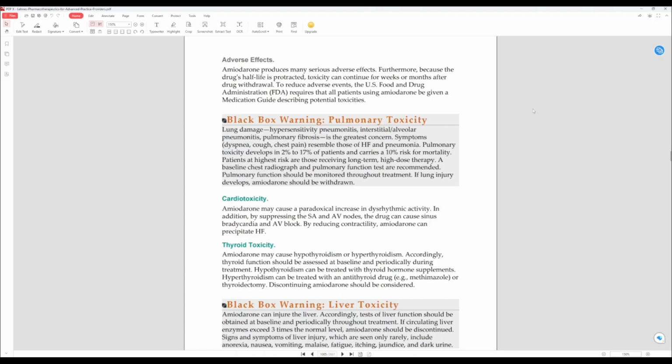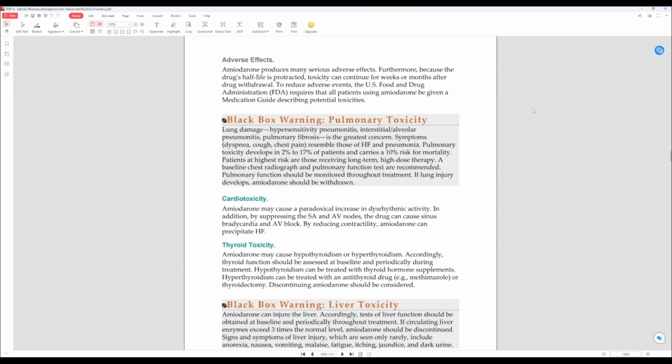A baseline chest radiograph and pulmonary function test are recommended. Pulmonary function should also be monitored throughout treatment. If lung injury develops, amiodarone should be withdrawn. So, cardiotoxicity.